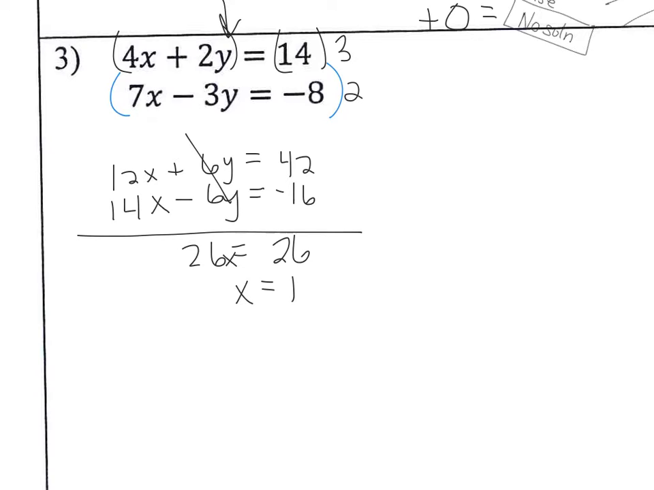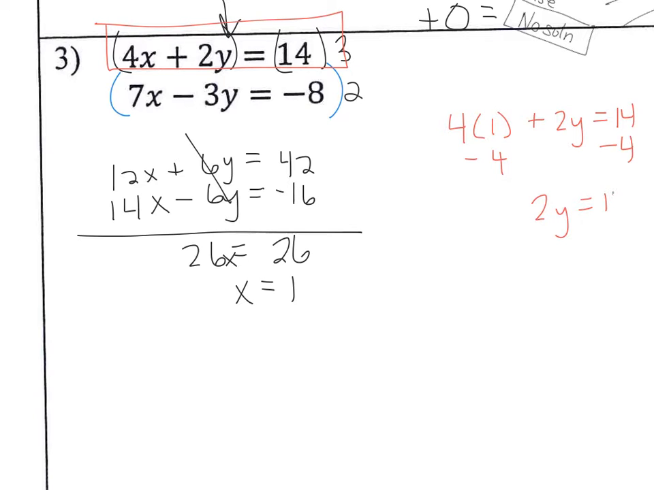So now that I get x equals 1, I can substitute it into either equation. It doesn't matter. I'm just going to pick the top one. So it's going to be 4 times 1 plus 2y equals 14. Subtract 4 from each side. 2y equals 10, y equals 5. So my ordered pair is going to be 1, 5.